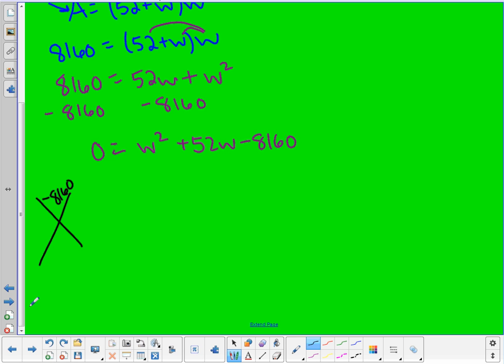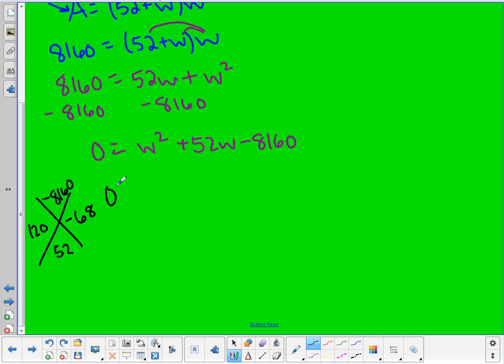But after some messing around in my calculator, I figured out that I needed 120 and negative 68. And that's just where you need to guess and check. Start dividing 8,160. I know it's divisible by 10, so I started there, and I just kind of worked my way up until I got to a number that worked. So this gives me a sum of 52 and a product of negative 8,160. So that's what I'm going to split my terms into.